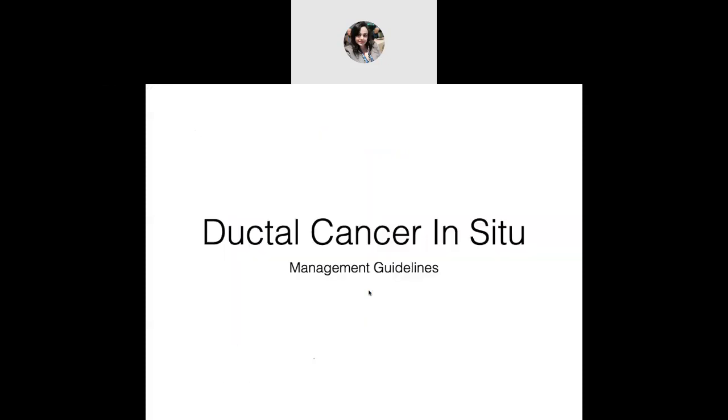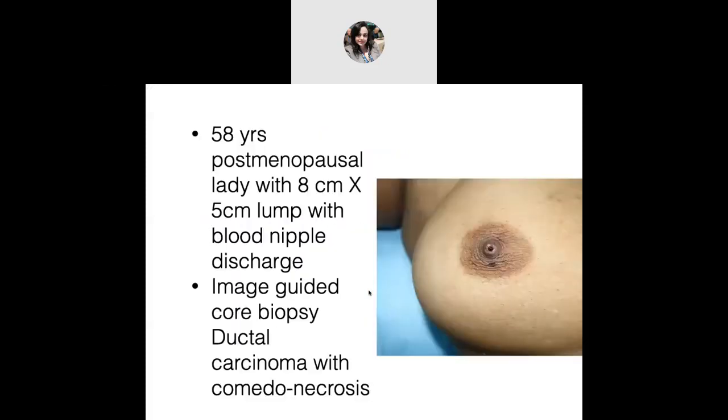Okay. Can you see the screen? Yes, sir. Okay. Now, quickly. So this lady, aged 58, presented with a blood discharge from the nipple. You can see the picture. Can you see a drop of blood in the picture here? And she had a big lump, 8 by 5 centimeter, hard lump.